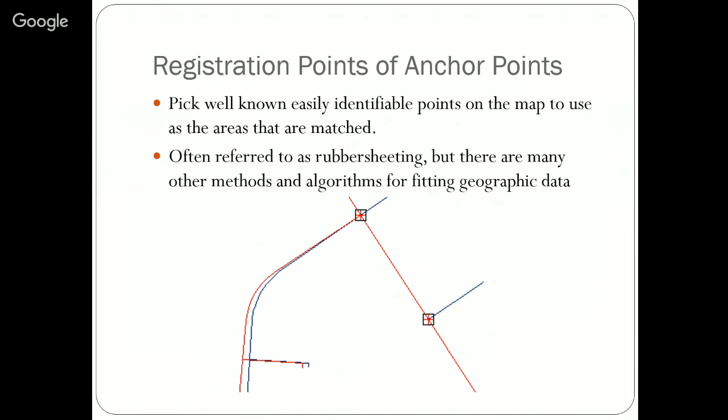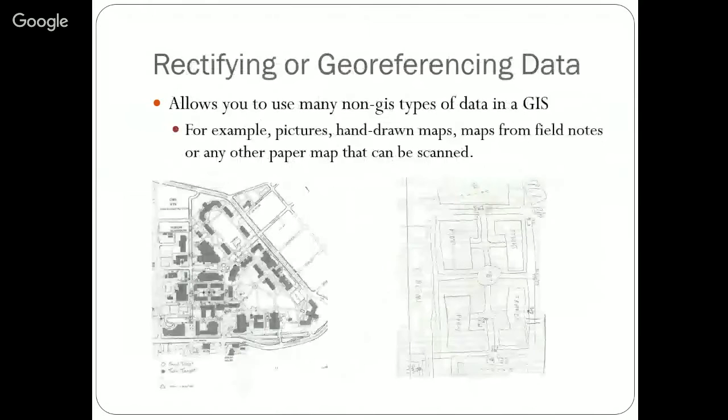Now, in industry, sometimes you'll hear people refer to these processes as rubber sheeting. Even though that's a technical term, people use it very generically. And in fact, there are many different methods and algorithms that people use to fit geographic data to known coordinates. You'll also hear the word rectify sometimes used for georeferencing operations. Again, this allows us to take raster data and fit it with data that already has a coordinate system.